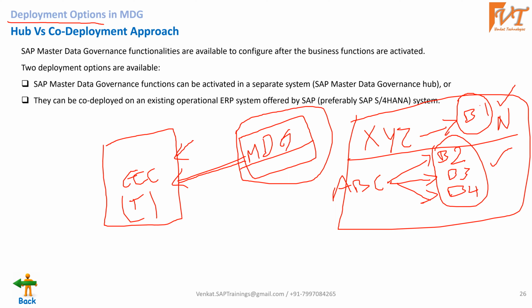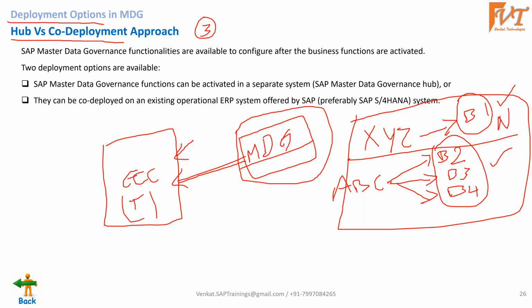But how they implement MDG may vary, because that can be decided by choosing the right deployment option. So we have two deployment options, hub and co-deployment. And for your information, there is a third one. I am not discussing that at the moment. I will tell you the reason after this concept.